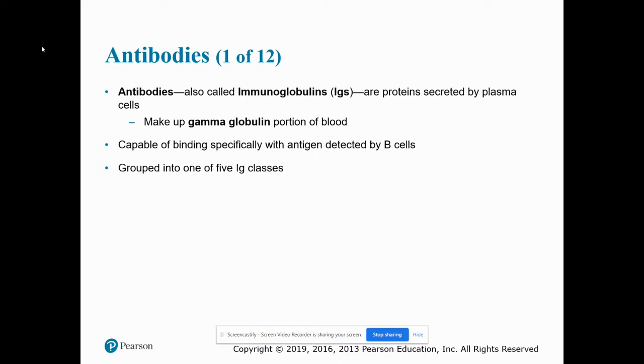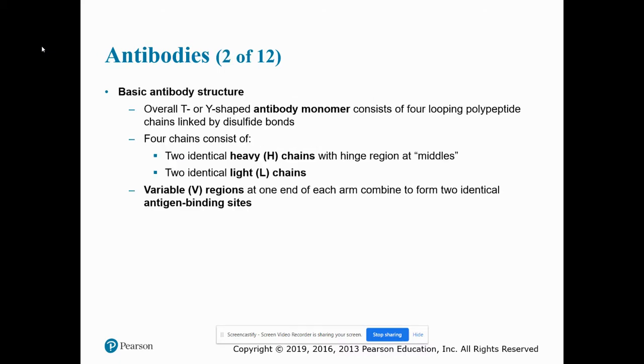and it's going to be grouped into one of 5 Ig classes. So the basic antibody structure, I did not ask about this on the exam, just so you know, but I do want you to know that it either looks like a T or a Y shaped antibody monomer consists of 4 looping polypeptide chains linked by disulfide bonds. Okay, so it's 4 chains. 2 of them are identical, and the other 2 are also identical. And so there's 2 heavy chains and 2 light chains.